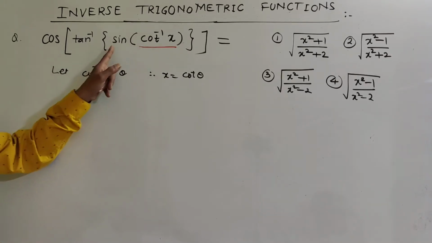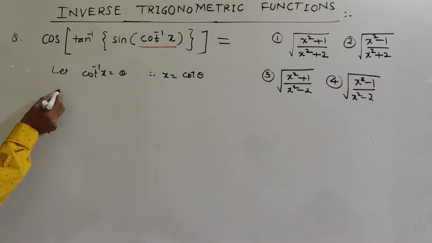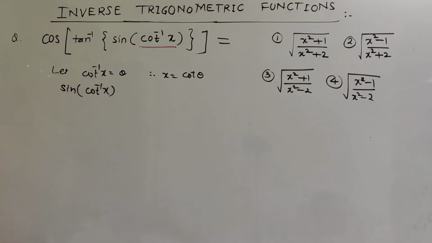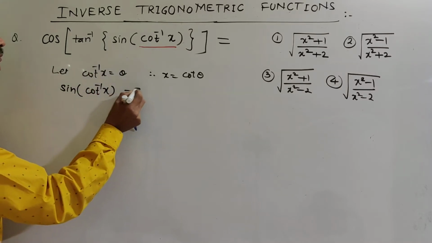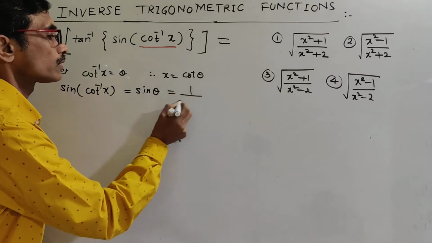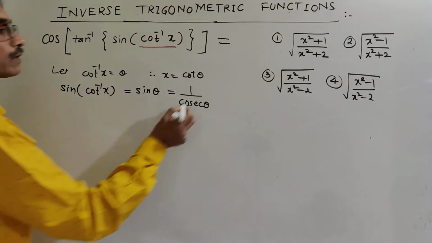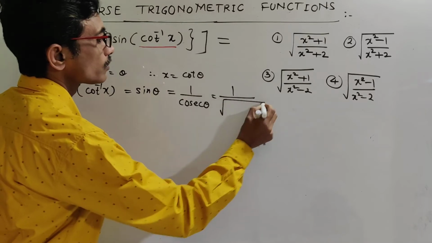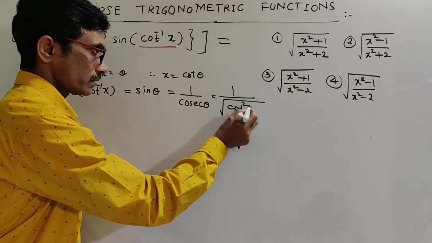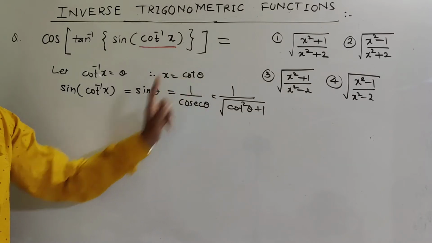Now sine of cot inverse of x becomes sine of theta, since cot inverse of x is theta. And sine theta I will write as 1 upon cosec theta. Now cosec theta is the square root of cot square theta plus 1, so we can express it in terms of cot theta. Now 1 plus cot square theta, so that is x square plus 1.